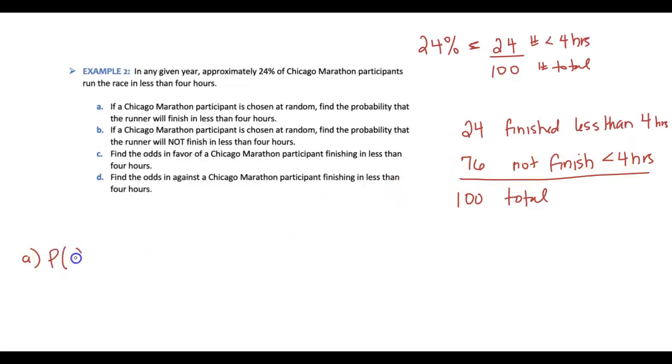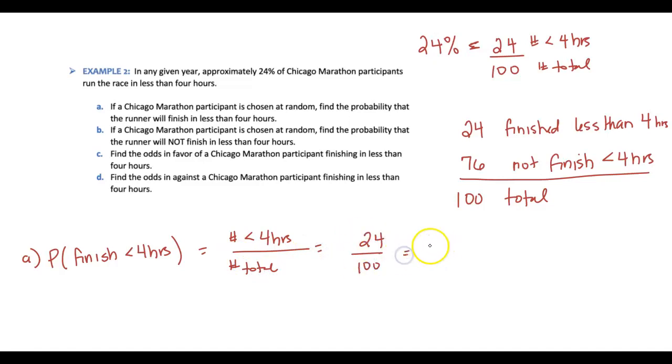The probability of finishing in less than 4 hours would be the number that finish in less than 4 hours compared to the number total. So that would be our 24 out of 100, and then reducing, we could get 12 out of 50, reducing again, 6 out of 25, and that would be our final probability. Final reduced answer.